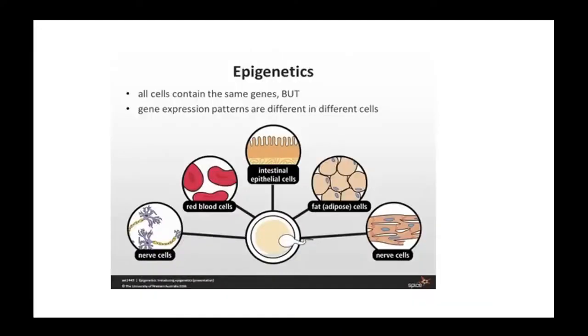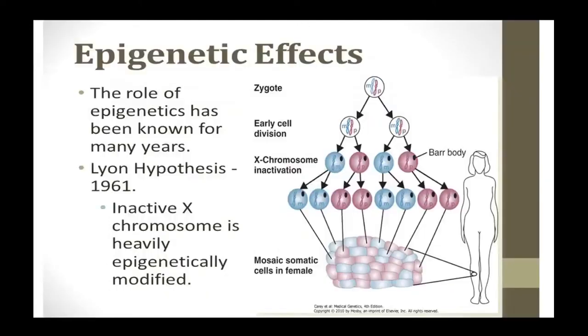Epigenetics is very important for differentiation of the cells of our body, because all cells of our body contain the same genes, but gene expression patterns are different in different cells. As a result of this, the differentiation of cells happens.